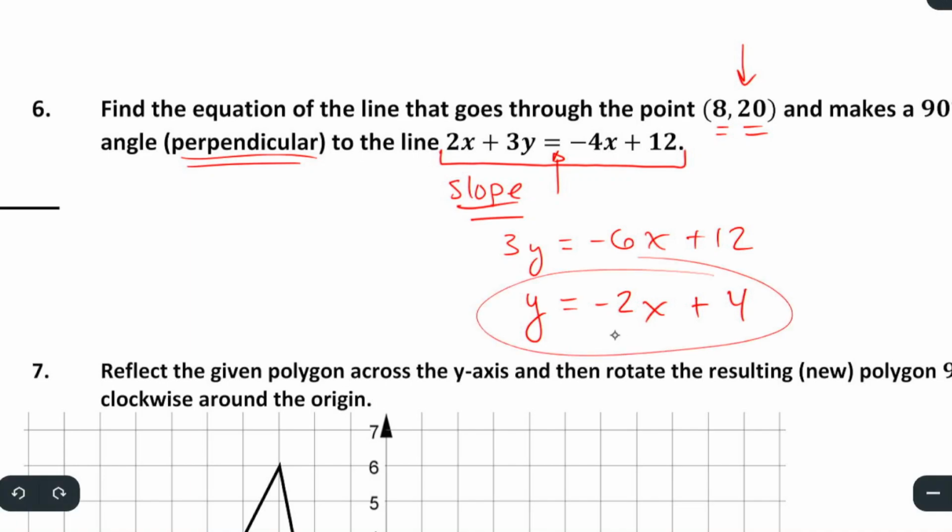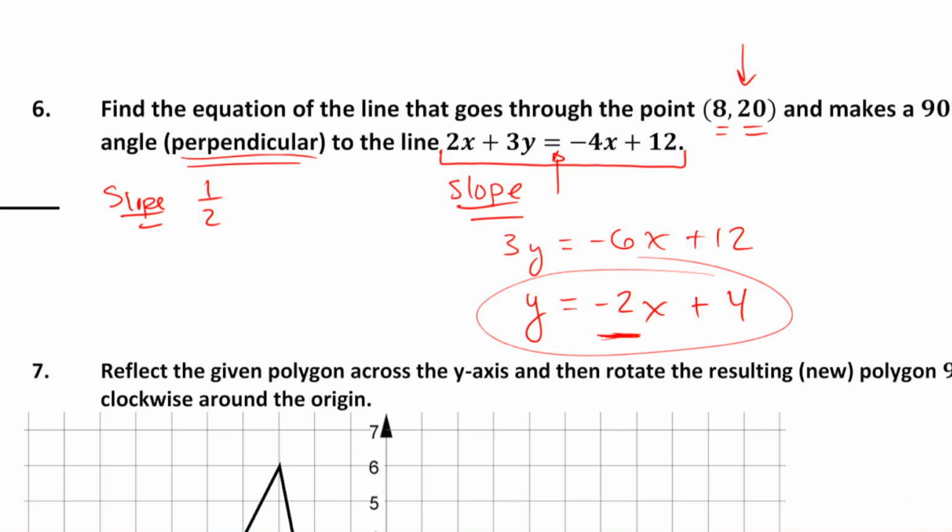And I need a slope that makes a right angle with this, is 90 degrees to that. Well, it turns out opposite in sign would make it positive, and the reciprocal would make it 1/2. So the slope I'm going to use is going to be 1/2.